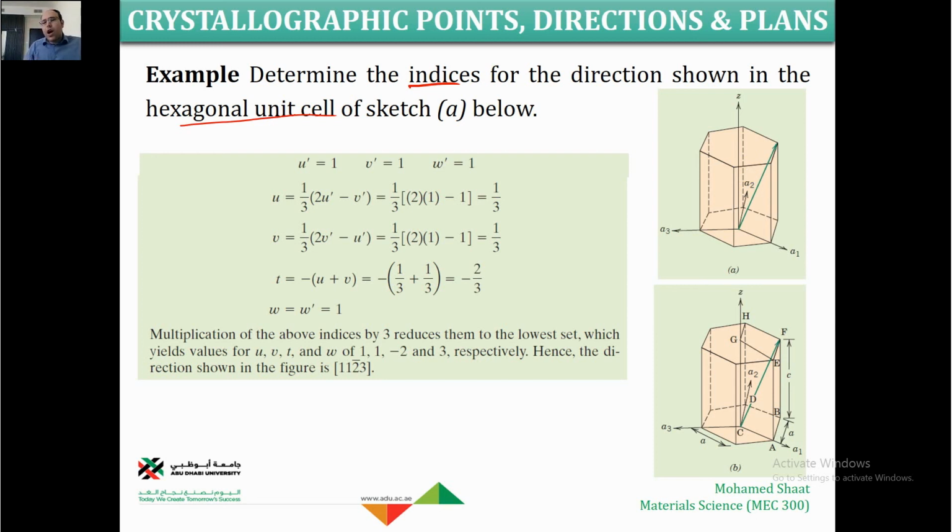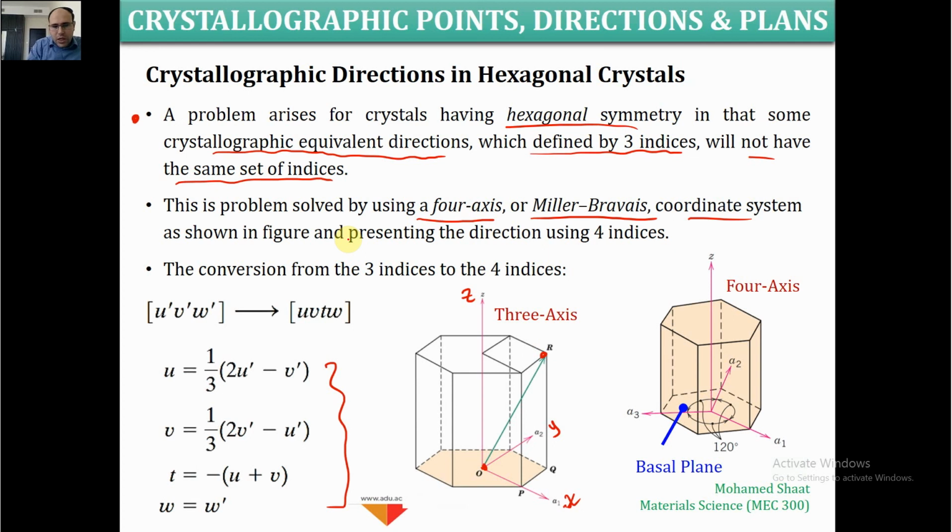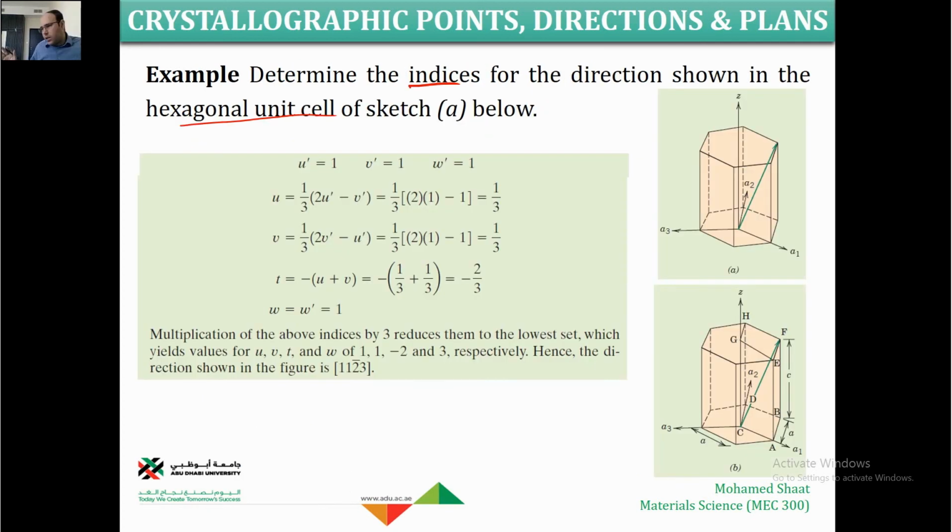Make sense? So you have to find u prime, v prime, w prime first, which are these 3 values. Then you substitute into these relations, and you end up with the 4-index, very, very simple. So how can we find u prime, v prime, w prime? This is the critical part. This is the challenging part. To do it, I am just going to give you a very simple approach.